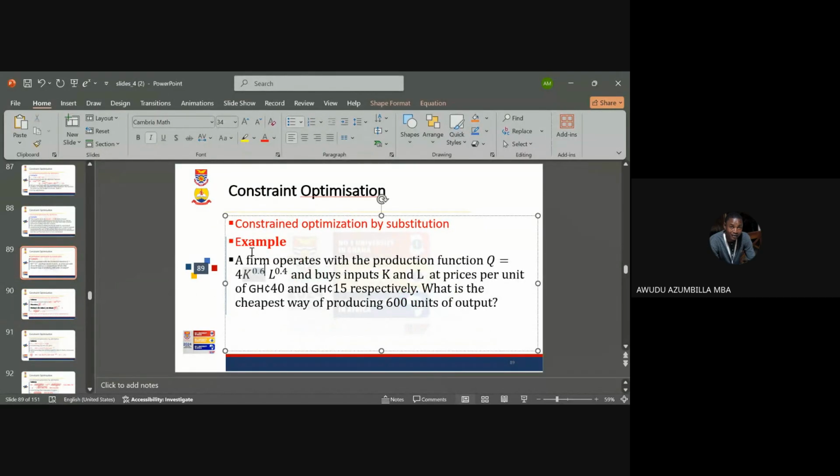and go back to our Word document to see how to work this one out. Please, there will be a lot of examples, but we might not be able to work through all the examples here. So you also have to be working hard on your own.